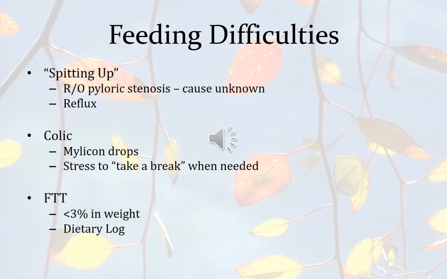Some GI issues that we see with our kids are related to feeding difficulties. For a kid that's spitting up a lot, we want to make sure that we do a thorough history with the parents to really decipher if the child has pyloric stenosis or if they just have reflux. So you want to do a good assessment there. We tell parents to keep a dietary log for 3 to 5 days and clearly explain if the child just has food drooling out of their mouth, how much they're spitting up, or whether they are projectile vomiting.